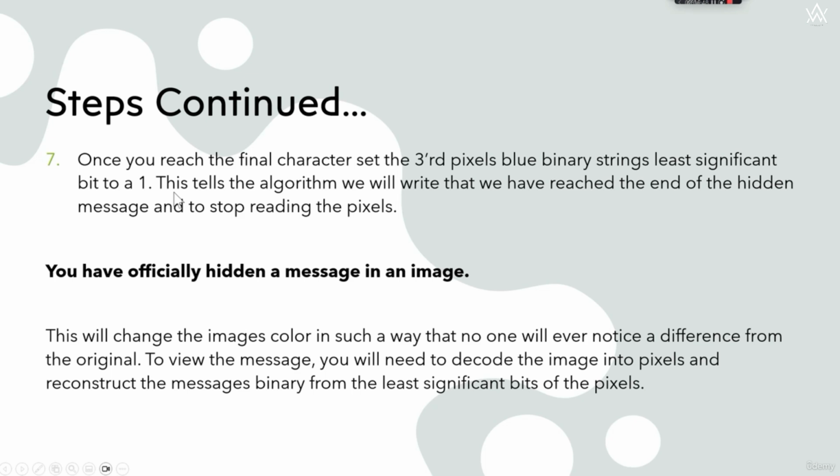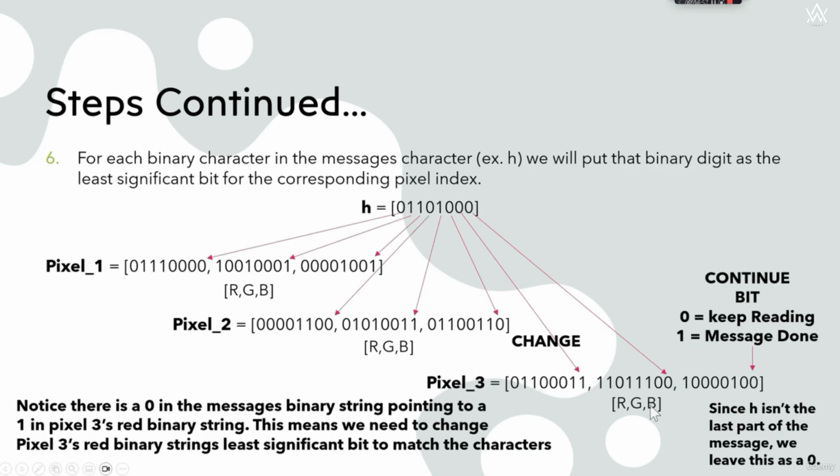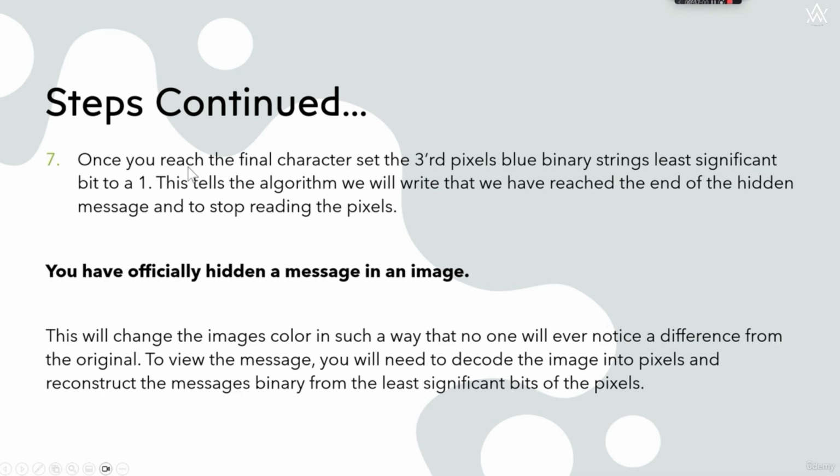So step 7 is, once you reach the final character, set the 3rd pixel's blue binary string's least significant bit, which is this one, pixel 3, blue, least significant bit, to 1. This tells the algorithm that we have reached the end of the hidden message and to stop reading the pixels. So congratulations, you officially have learned what least significant bit steganography is and how, theoretically, to encode a message into the colors of an image, which I, again, think is super awesome.